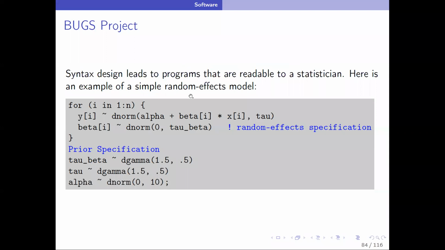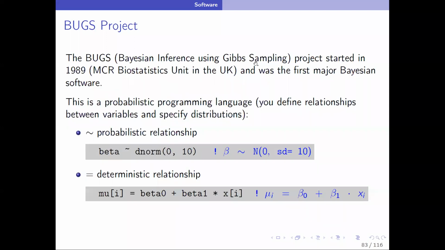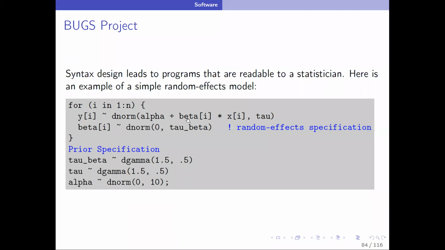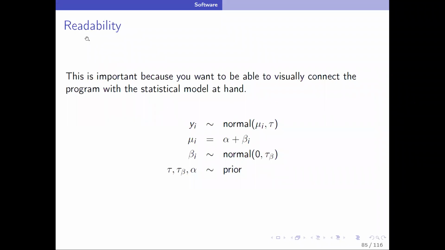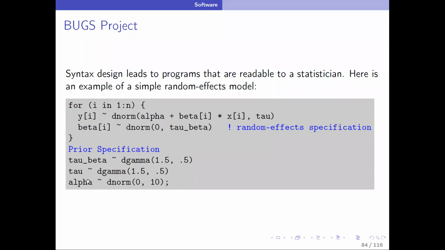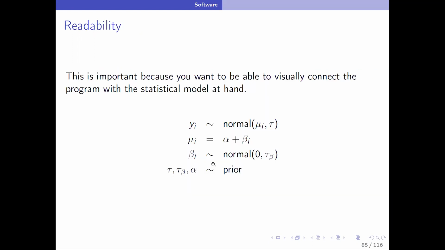So the BUGS project, Bayesian inference Using Gibbs Sampling, the code would just look like this. Okay, there's a lot of indexing of y and the beta and the pi distribution. And then it has a compiled machine that deals with the sampling problem. The readability matters, because for a statistician to work, you want to be able to connect what you write down with what you have here. And BUGS, from the early 90s, was the first software to do that.